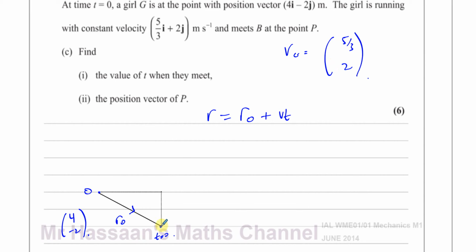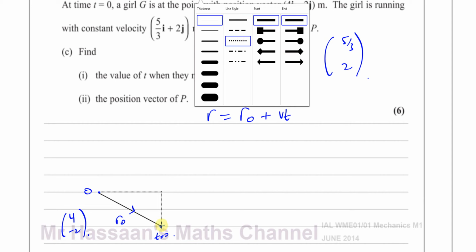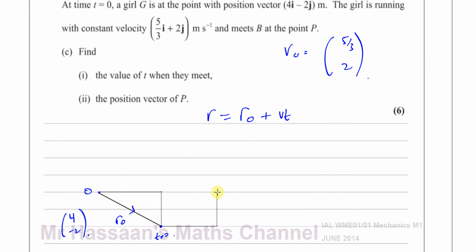So that means from this point, she's going to be moving every second 5/3 to the right and 2 up. 5/3 is less than 2, so from here she's going to go 5/3 and 2 up, something like that. Actually, it's going to be shorter than that, isn't it? You don't have to put it to scale. I'm just trying to make it a bit realistic so we can see.